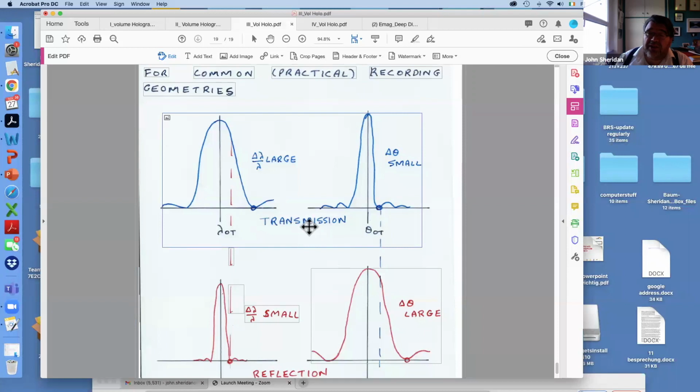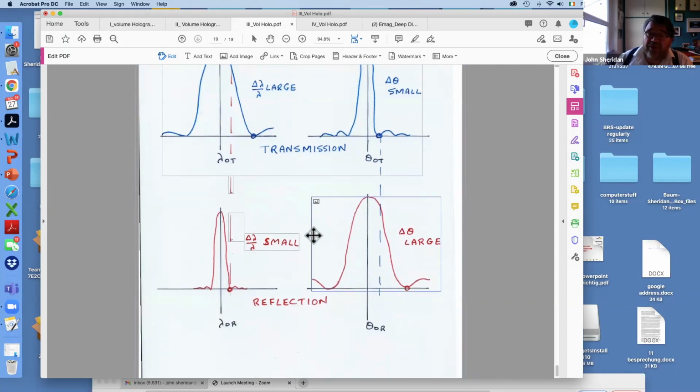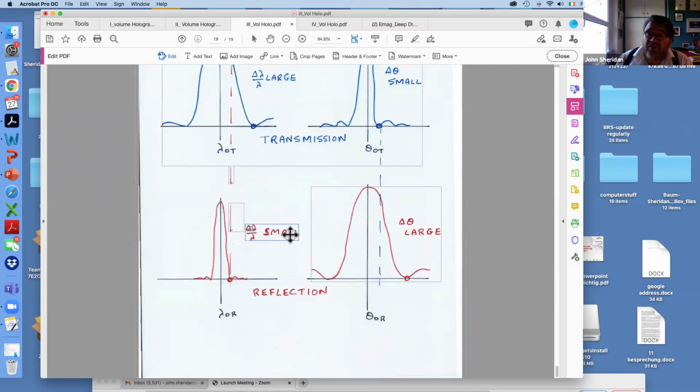So for the transmission case, the delta lambda over lambda is large, and the delta theta is small. And when you replay, for the reflection case, it's the opposite. The delta lambda over lambda is small, selective, and the delta theta is large.